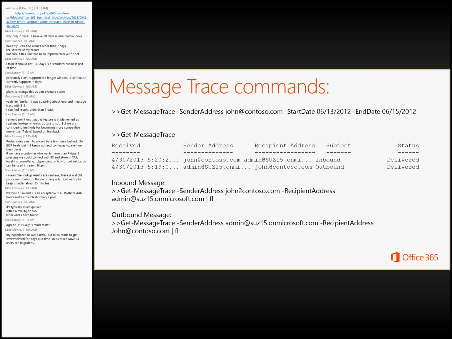Message trace commands use Get-MessageTrace with the sender address and the start date and end date, and you get the below result. You can see it was received at 5:20, with the sender address, recipient address, and subject. It was inbound and it was delivered. Outbound, you can see it also went outbound and was delivered. For an inbound message, we'll do a Get-MessageTrace with the sender address john@contoso.com and the recipient address. And we can do an FL on those and also see the additional details. It'll give us all the details. We've got an example of that later on in the slide deck.